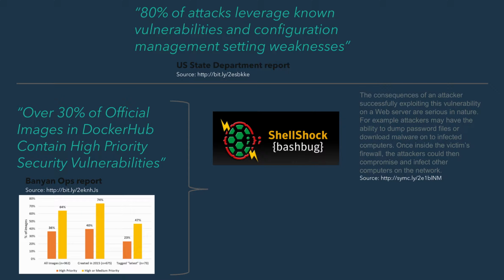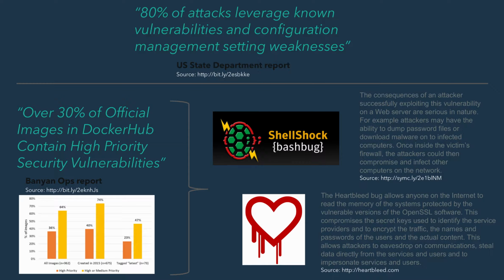One example was Shellshock, which was found in some of these images. Shellshock exploits web servers and could potentially compromise and infect other computers on your network. Another example found in Docker Hub images is Heartbleed, which exploits OpenSSL and, by compromising your secret keys, can then impersonate other services and users.